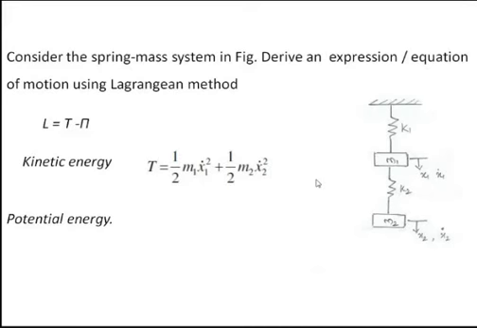In a similar way, I'm supposed to find the potential energy. So potential energy phi is nothing but half k x square. In this case, half k1 x1 square for the first one. If you see the second one, it will be displaced by x2 minus x1. So this will be half k2 (x2 minus x1) whole square. So now I have got the kinetic energy as well as the potential energy. I can find the Lagrangian.